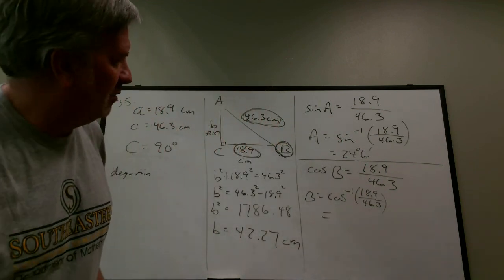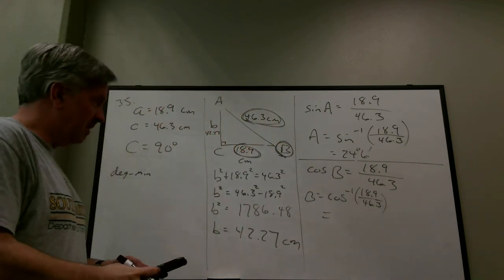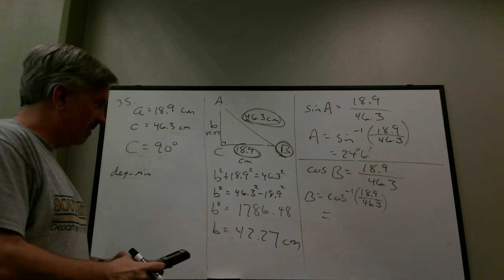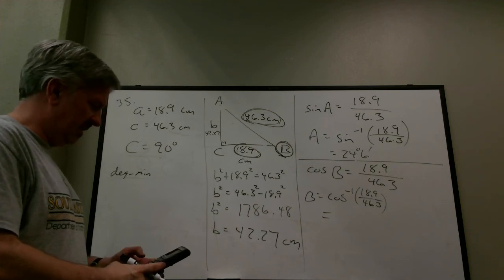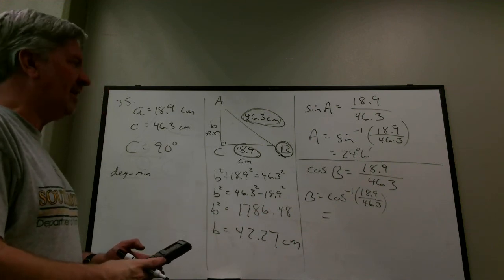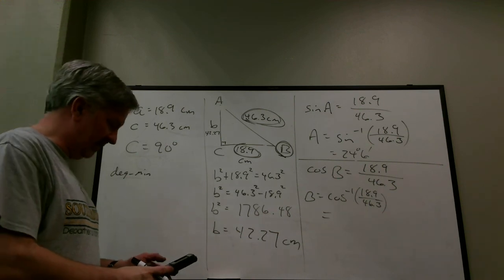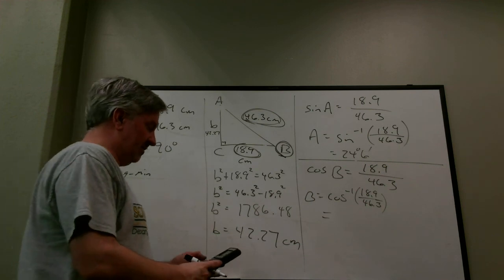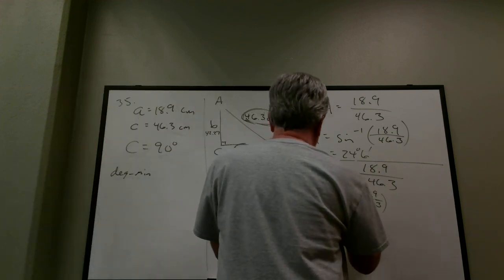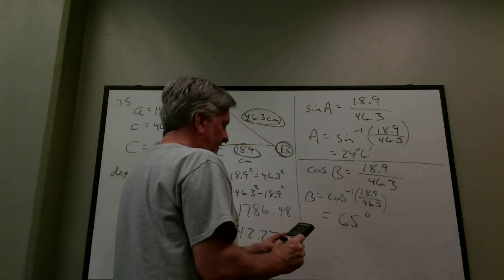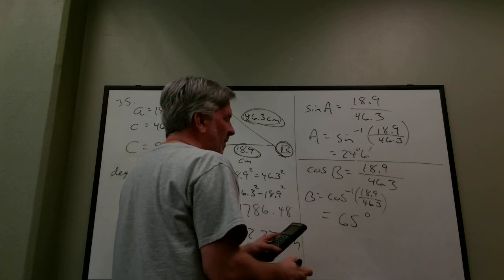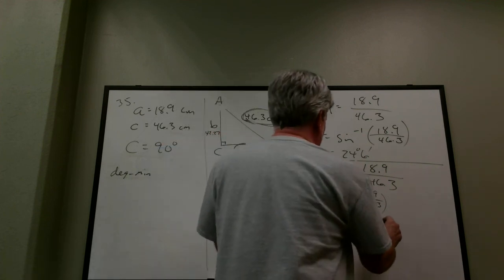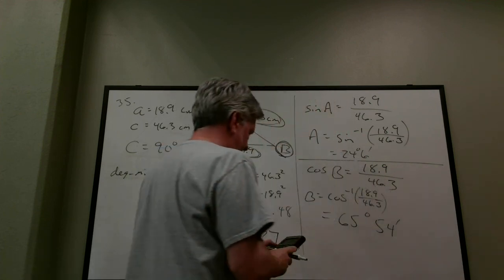Okay, so when I take cosine inverse of that, 18.9 over 46.3, I get 65.9, but they want degrees and minutes, so let's go ahead and change that. However you know how to do that, you do. So I got 65 degrees, 54 minutes and almost 28 seconds. That's not half, so I leave it as 54.